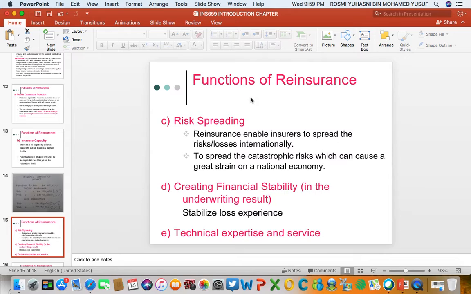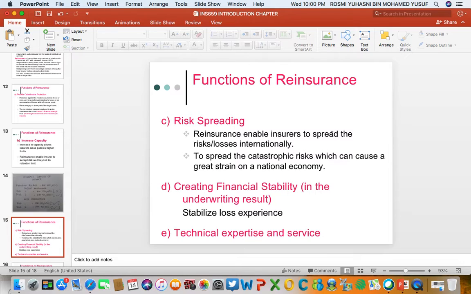Function number three, which is very general and which I have mentioned many times, is about spreading of risk. Reinsurance will enable the insurer to spread the risk or to share the risk around the world. Because reinsurers are based outside Malaysia, the risk is spread to reinsurers based outside Malaysia, which is very good. The reason why it's very good is that it avoids the possibility of not being able to pay claims.